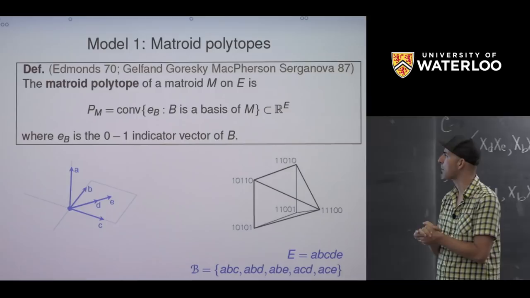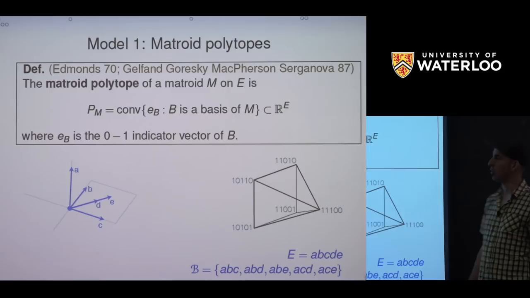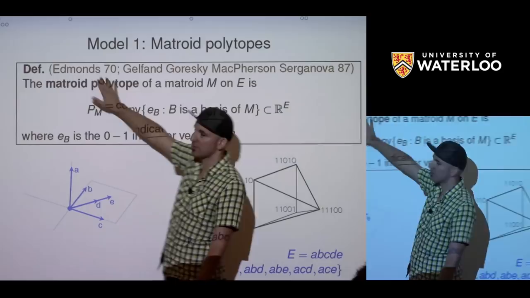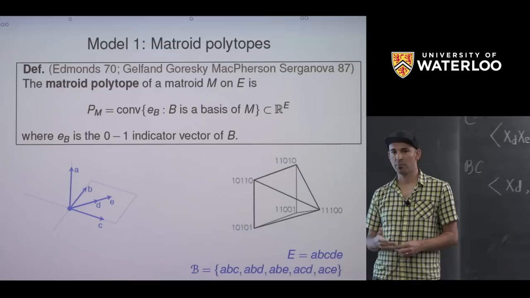So this definition I already illustrated. If I take a matroid and I look at the bases and I turn them into 0, 1 vectors, I get this matroid polytope, okay? The history of this slide is pretty amazing because Jack Edmonds comes from the school of combinatorial optimization. Gelfand, Goresky, MacPherson, Serganova come from algebraic geometry. And they arrived at this concept independently. And I want to say a couple of words about this.